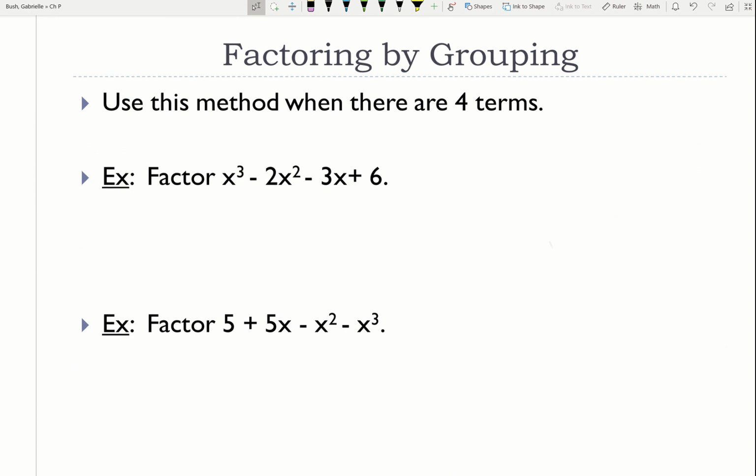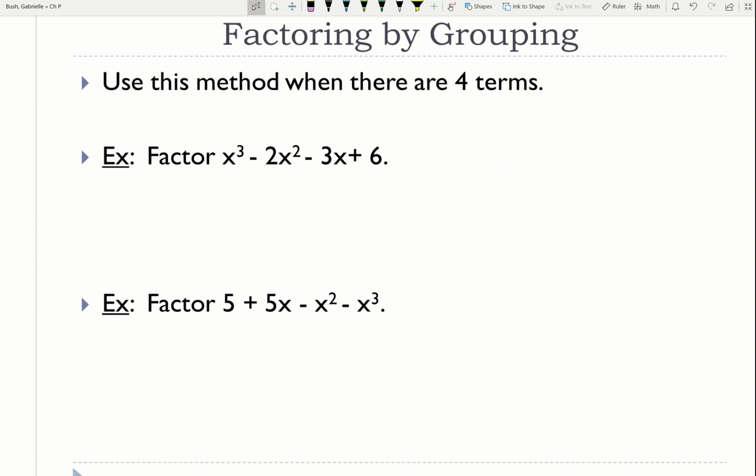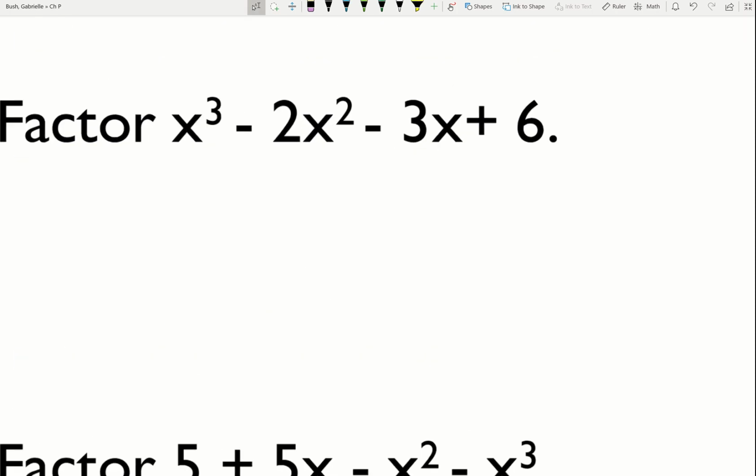Okay? Factoring by grouping is what happens when we have 4 terms. It's something we kind of pointed out before, right? So really simply done. Let's demonstrate how to do this. I have a 4-term polynomial here. It's called grouping because we group together the first 2 terms and we group together the second 2 terms, and then use the backwards distributive property to factor each one of these groups individually, okay?